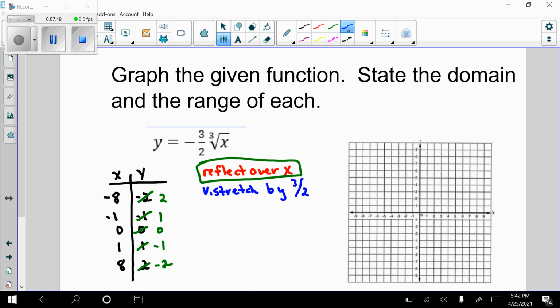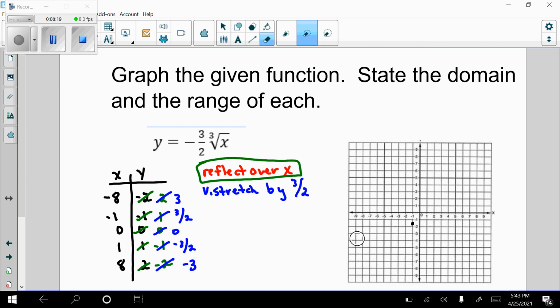Now I'm going to multiply them by 3/2. So 2 times 3/2 is 3. This will be 3/2, or 1.5. This is still 0, then -3/2, and this will be a -3. So I have -8, -3, -1, 1.5. Nope, that would be a -8, +3.